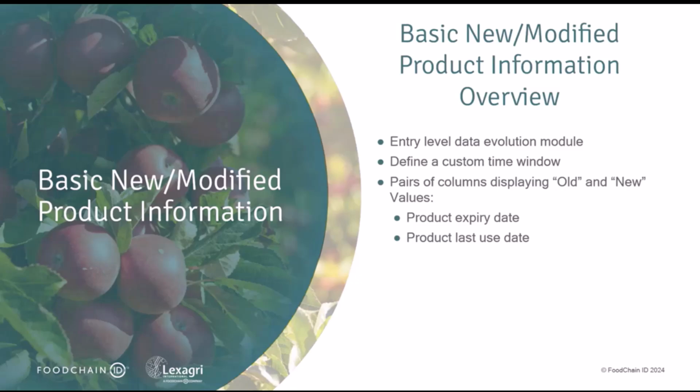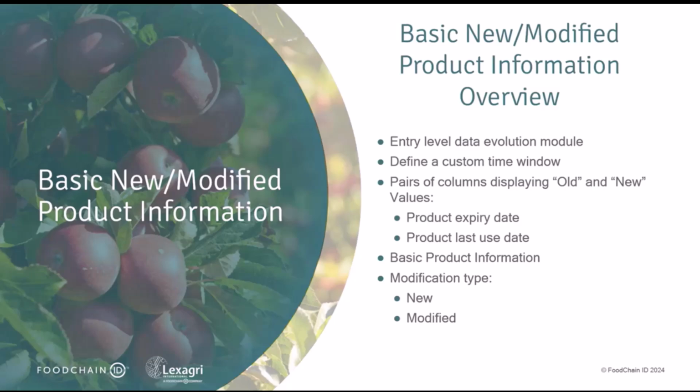Basic new and modified product information will allow users to spot changes in the product expiry date and the product last use date. At the same time, of course, offering basic product information. Lastly, the report will also include a modification type column in which the system will define whether a particular entry is new or modified for the time frame defined for that specific query.